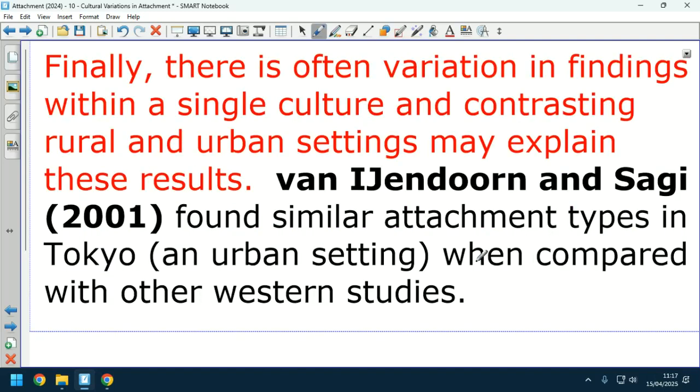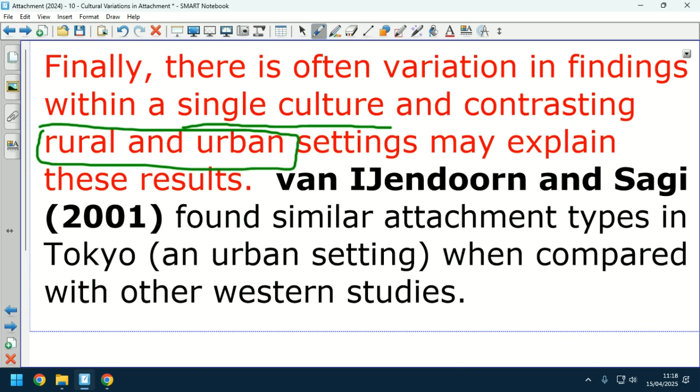Now, this could also be confounded by the fact that Van Ijzendoorn and Kroonenberg were just looking at the strange situation, but they weren't necessarily considering differences within a single culture itself. And what we see later is that Van Ijzendoorn does some work with Sagi and finds that if you compare rural and urban settings, there are actually some interesting outcomes.